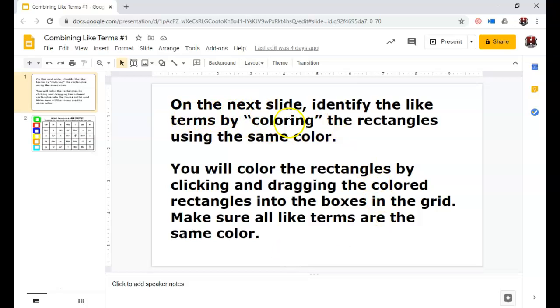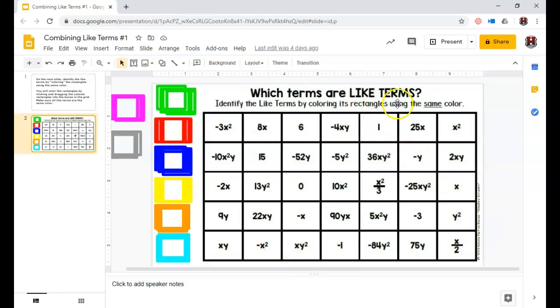It says on the next slide, identify the like terms by coloring the rectangles using the same color. So had we been in class where we could have done this on paper, I would have given you this and some markers or crayons and had you color them. We're going to have to do this a little differently, obviously. It says you will color the rectangles by clicking and dragging the colored rectangles into the boxes in the grid. Make sure all like terms are the same color. So, which terms are like terms? Identify the like terms by coloring its rectangles using the same color.